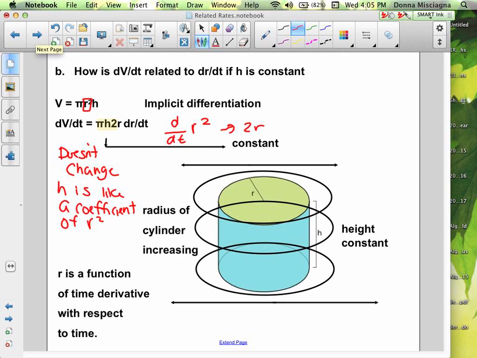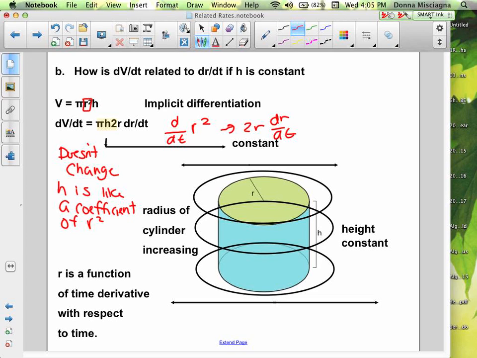But it's not a t, right? Since it's not a t, it's an r, I have to use implicit differentiation times dr/dt with respect to time. Okay? So now my constants: 2 is technically a constant if I'm using the power rule. The h is a constant because the height's not changing, and of course pi is a constant. So height's not changing, it becomes a coefficient of r squared.